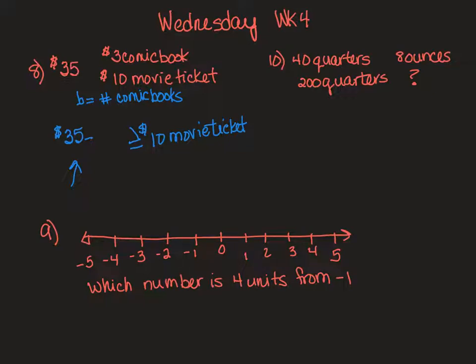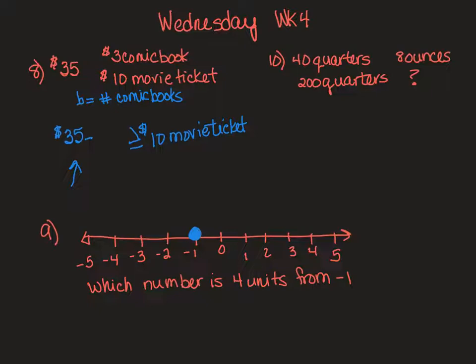Going to number 9. Number 9 says, they give you this number line and they say, which number is 4 units from -1? Okay, so here's -1. I got -1 right here. Okay, I'm going to go 4 units. It doesn't tell me which direction to go in.